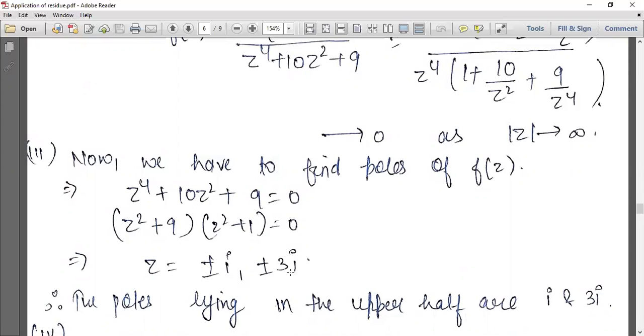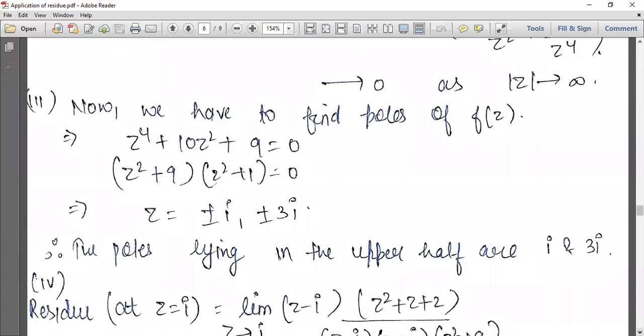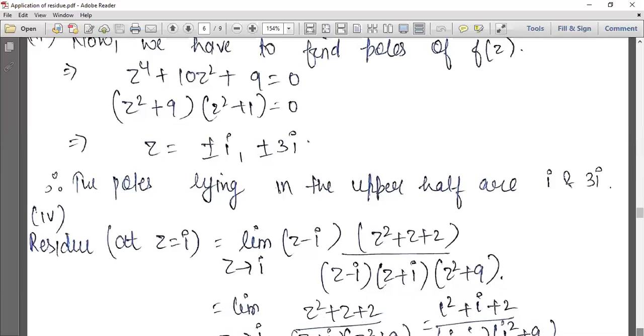Now, we need to check which poles lie inside my contour and which lie outside. My contour is in the upper half of the plane, so obviously plus i and plus 3i, that is, when the imaginary part is positive, only these poles lie in my contour. Minus i and minus 3i lie in the lower half, so they are not in my contour. So only these 2 points lie inside my contour, and I have to calculate residues at these points only.